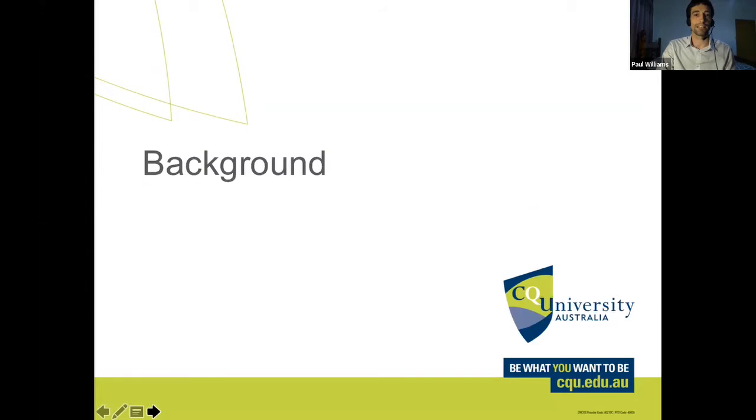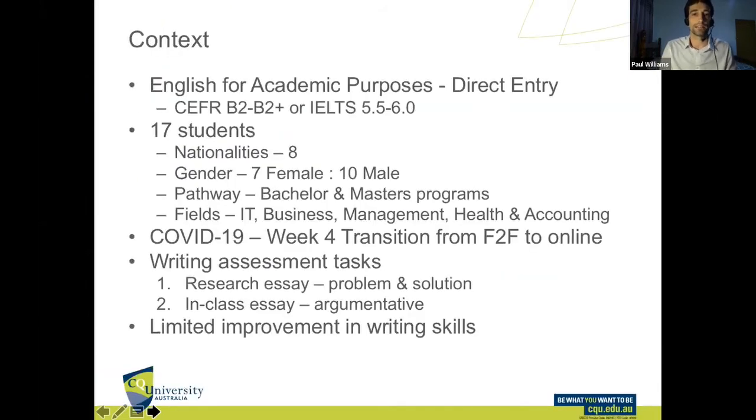So to give you a bit of an idea about the background to this sort of action research project that I've been working on, I was teaching an English for academic purposes course. It's a direct entry program. So once the students had finished that, they would go into their bachelor or master's programs at CQU. So the level of that course is actually a B2 to B2 plus in the CEFR, or if you're more familiar with IELTS, it was intake at about a 5.5 and outgoing at about a 6.0.